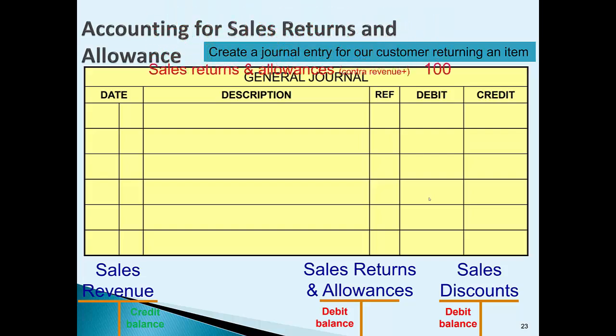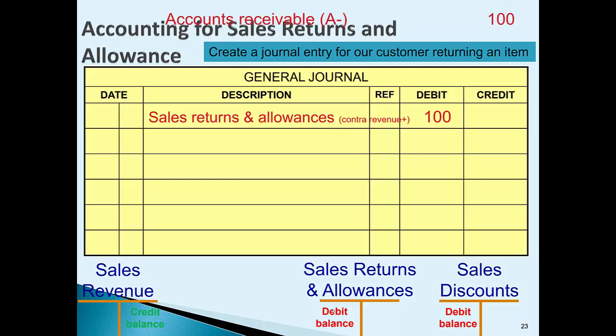So when we record a sales return, we need to increase our sales returns and allowance account. And remember, it increases on the debit side. And assuming that the customer purchased this from us on account, we need to lower our AR.